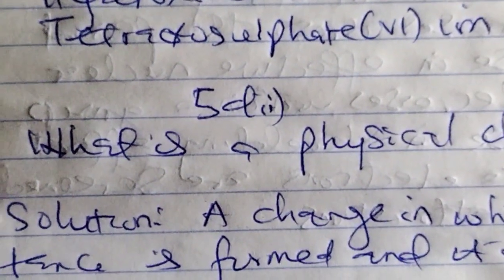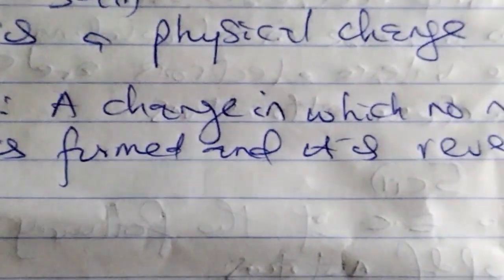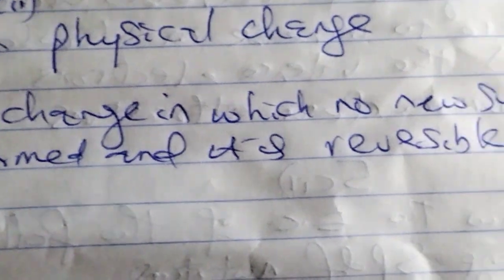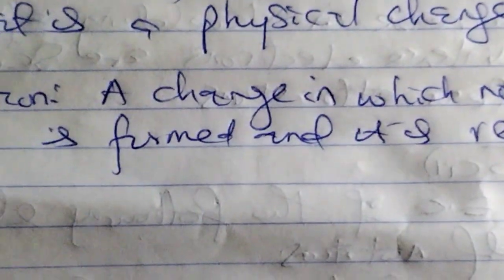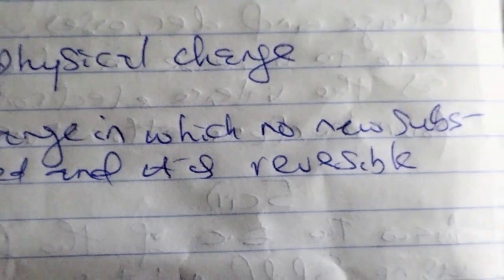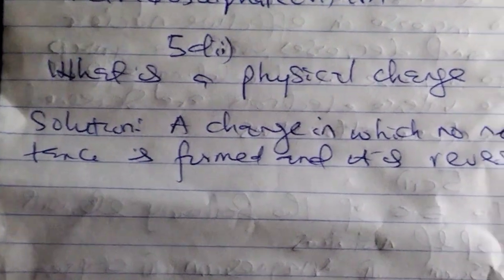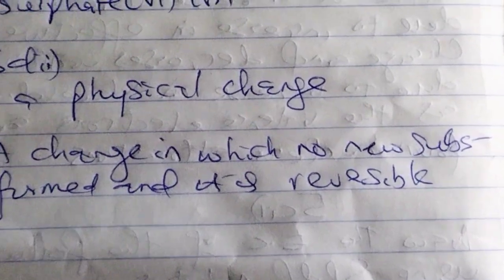Then 5DII. What's a physical change? Solution: a physical change is a change in which no new substance is formed and it is easily reversible. A change in which no new substance is formed and it is reversible.